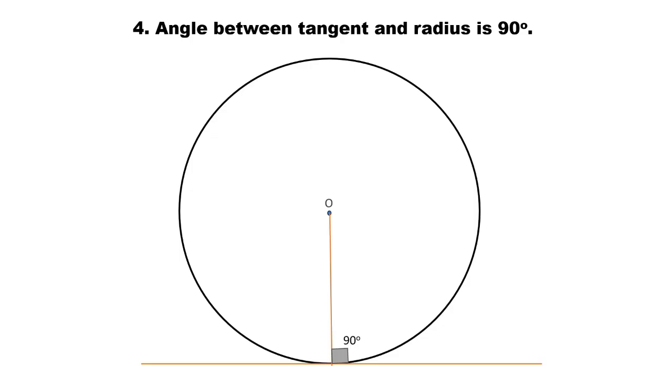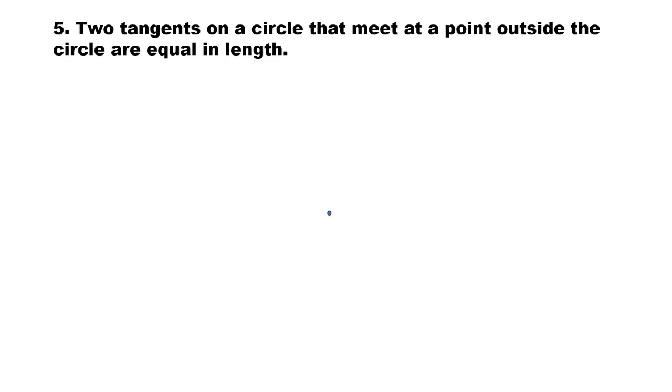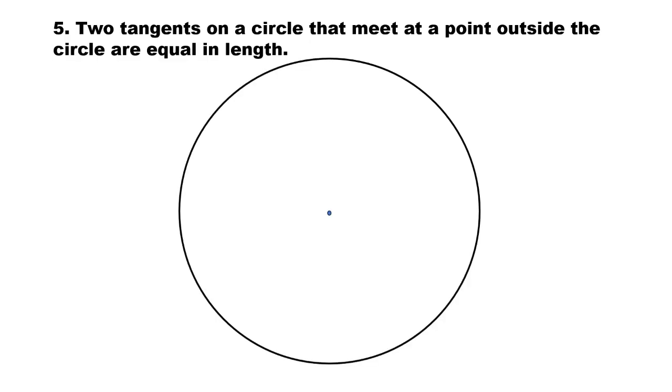Before getting to the example on the fourth theorem, I will start by explaining the fifth theorem, because it relates to the fourth theorem since they both talk about tangents, so the example will combine the principles of both theorems. So the fifth theorem states that two tangents on a circle that meet at a point outside the circle are equal in length. Let us draw a circle with center O, then we draw two tangents to the circle, which are coming from one point.